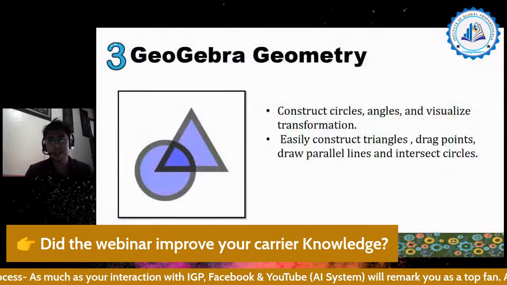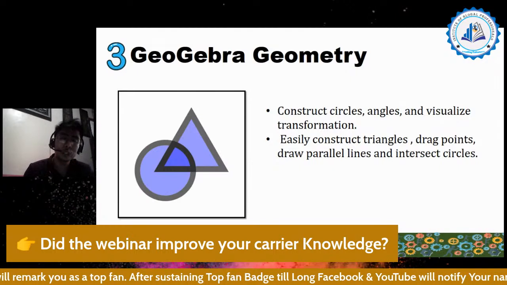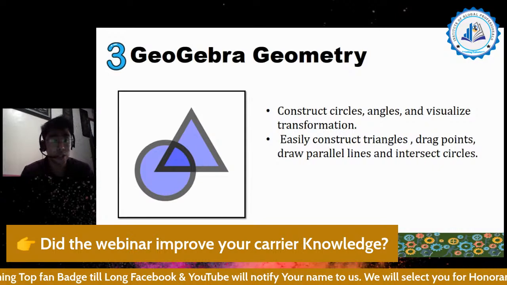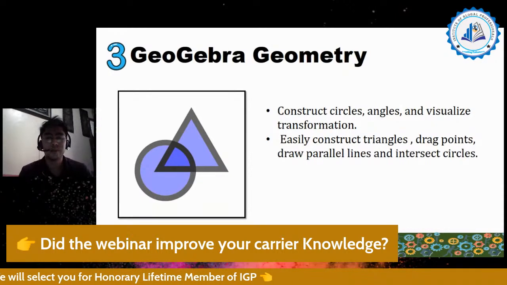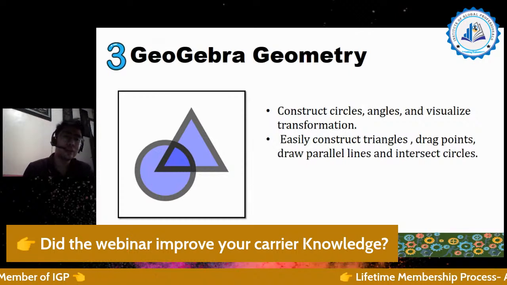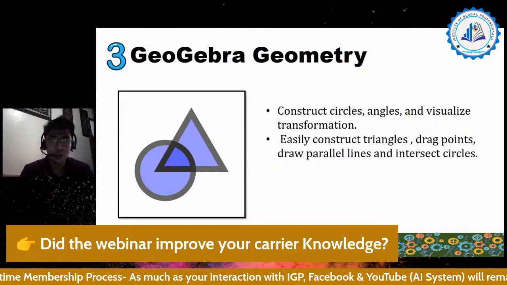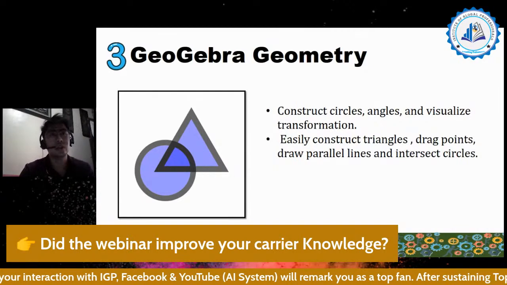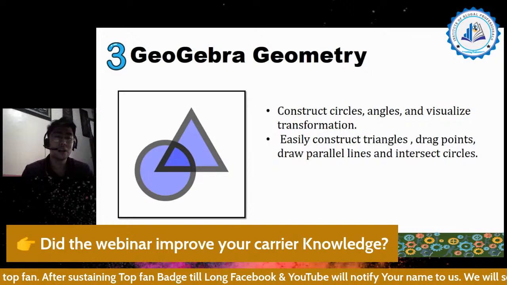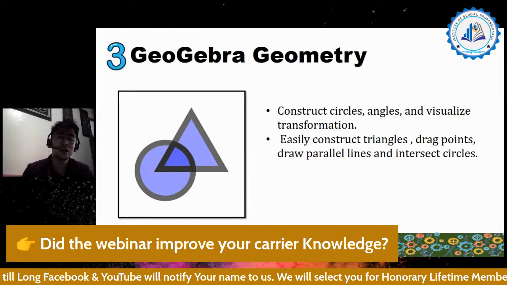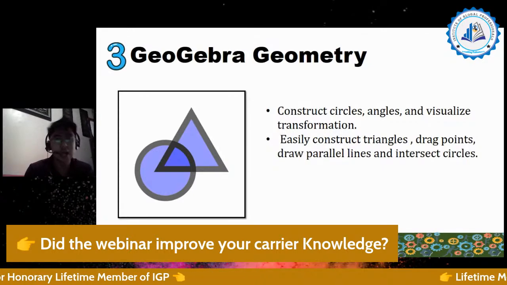Now another example is the GeoGebra geometry, which is used to construct circles, angles, and visualize transformations. It can easily construct triangles. It can also be used to drag points, draw parallel lines, and intersect circles. So in using this application, the students can learn how to create polygons, visualize transformations, or format some of their constructions. So with this, they can create a construction with points, lines, circles, polygons, and angles. They can also explore interactive geometry by dragging the points, or let's say measure lengths and areas.